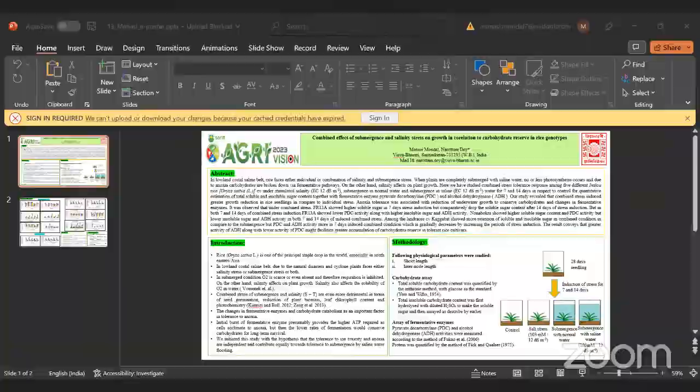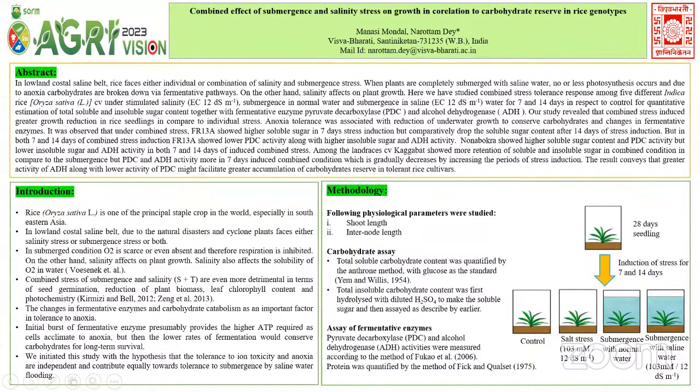Good afternoon, everyone. I am Manasi Mandal, PhD research scholar. I am pursuing my research under the guidance of Dr. Narottam Dey at Visva-Bharati, Santiniketan. Today, I am presenting a poster entitled "Combined Effect of Submergence and Salinity Stress on Growth in Correlation to Carbohydrate Reserve in Rice Genotypes." This is the abstract of my poster.